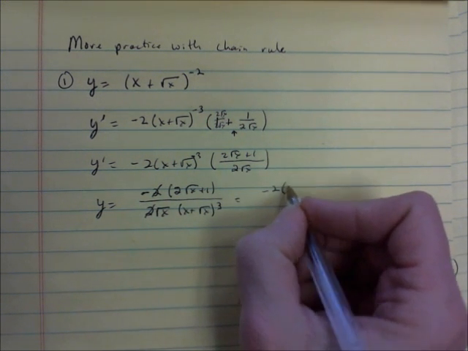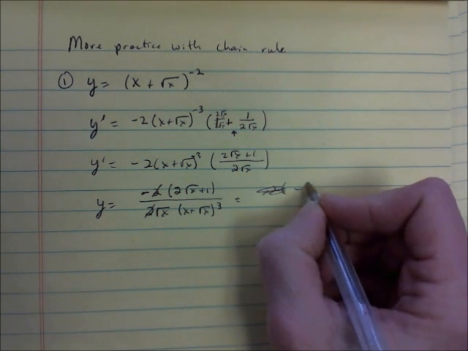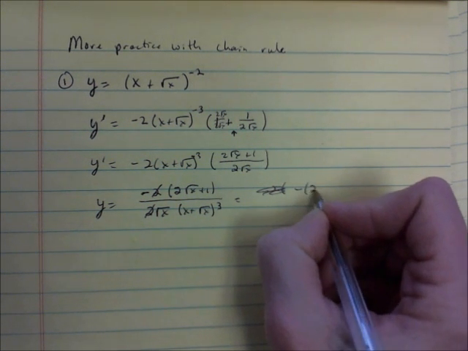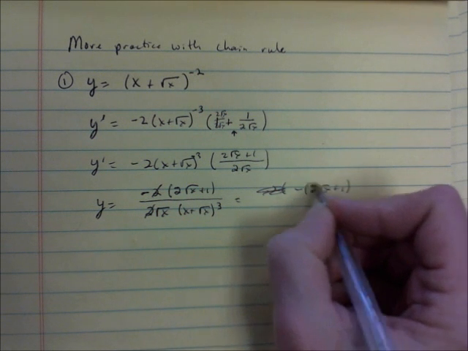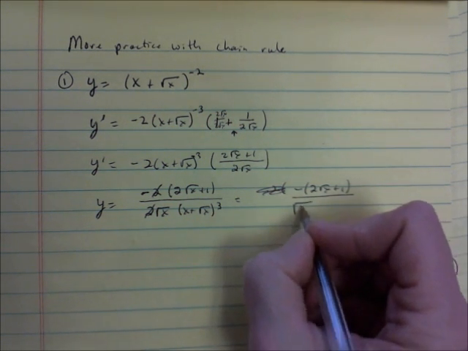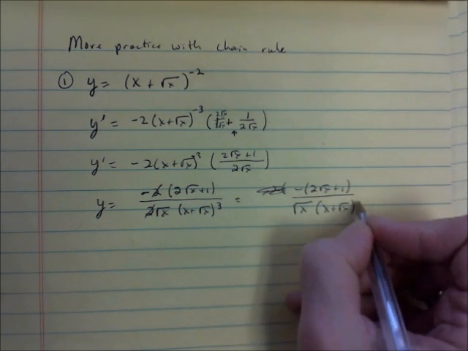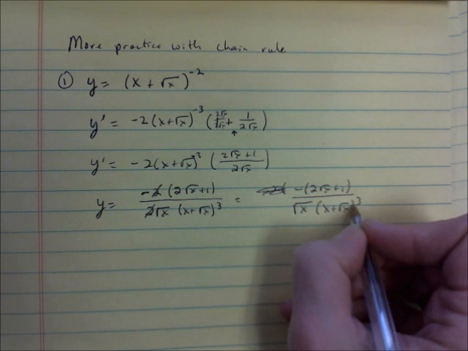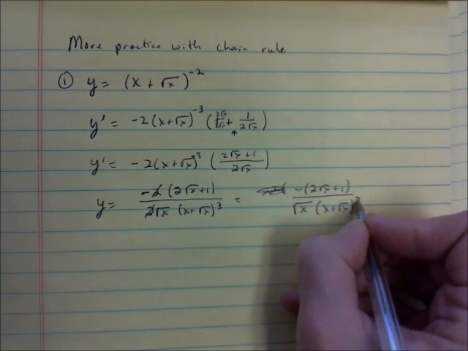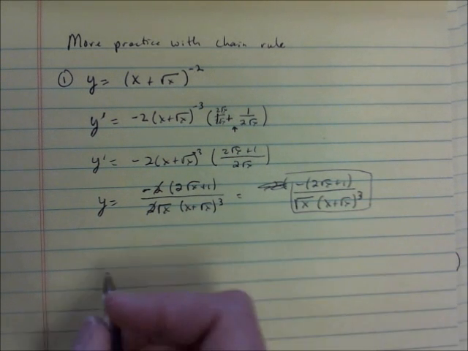-2 times... negative parentheses 2 square root of x plus 1, or if you wanted to distribute the negative, you could. You don't have to. Over the square root of x times x plus the square root of x raised to the 3rd power. And this cannot be distributed in because this has an exponent. So that would be your final answer for number 1.